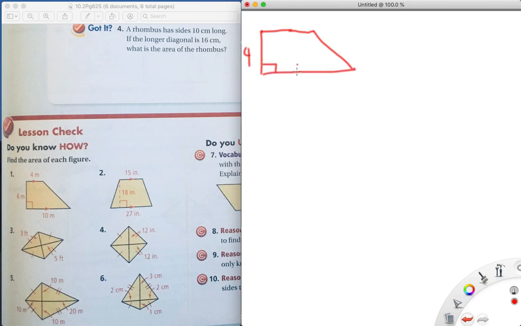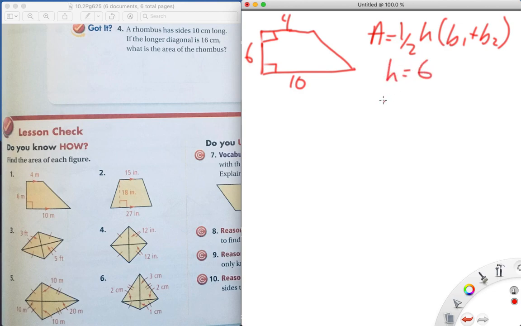They say that that's perpendicular. We have a 4 here and a 6. We have a 4 here and a 10 here. Remember that area of a trapezoid is 1/2 the height times the sum of the bases. In this case, the height is always perpendicular to both the bases, so it's perpendicular to both of these. So my height is 6. My base 1, we'll just call it 4. And our base 2 is 10.